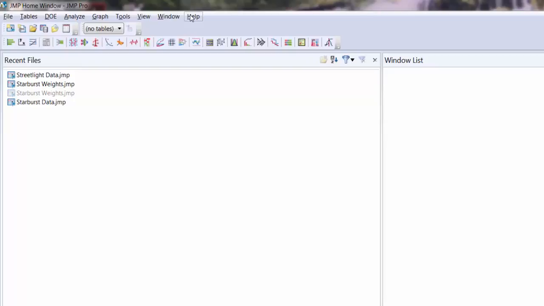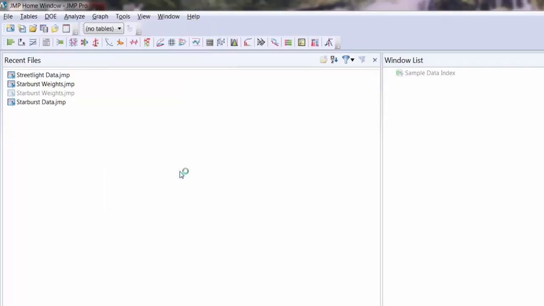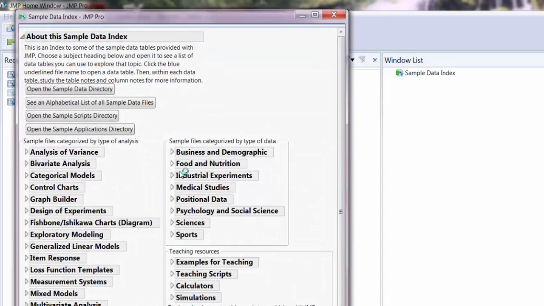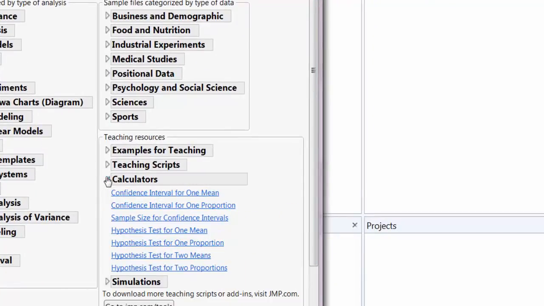In this video, I'll show you how to use JMP to conduct hypothesis tests for the difference in two population proportions. To do this, we'll be going back to our Help Sample Data menu where we had all those calculators. So you'll find this under the Teaching Resources box, under Calculators. One of the options is Hypothesis Test for two proportions. It's actually the last option.